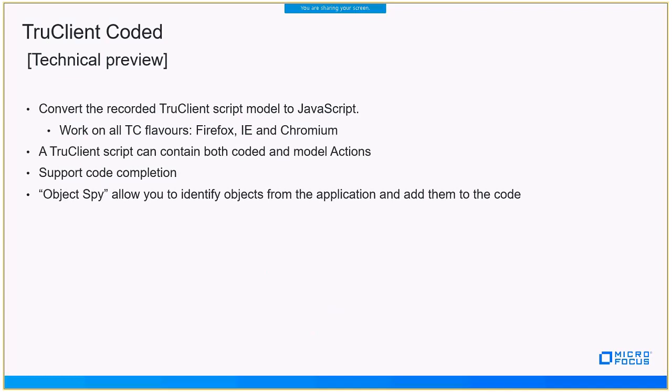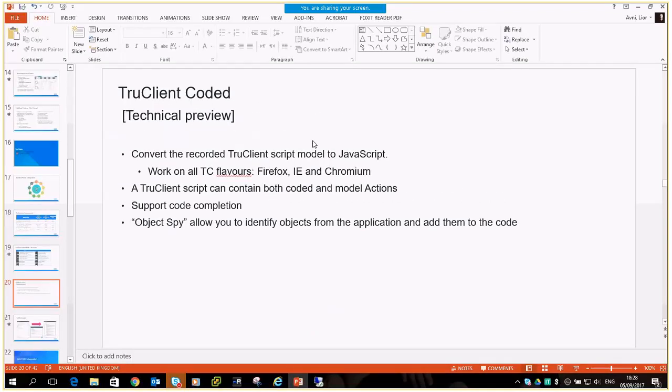It works on all TrueClient flavors. It can contain both model actions and coded actions. It supports code completion. And there's also an object spy that allows you to identify the objects from the application you're recording and add them to the code. Meaning you can either record model and convert it to code, or you can start from code, from scratch. How does it look? Again, let's see it live.